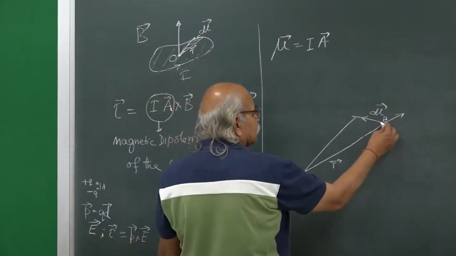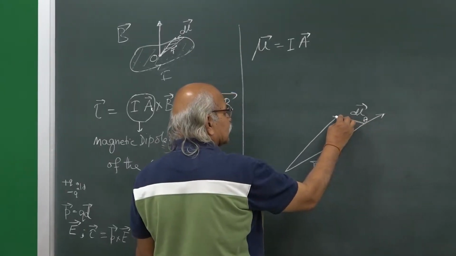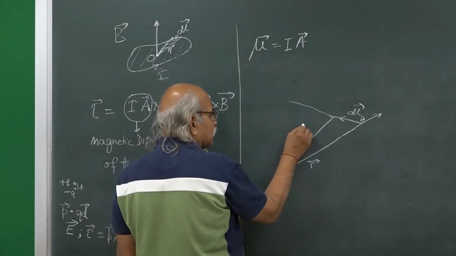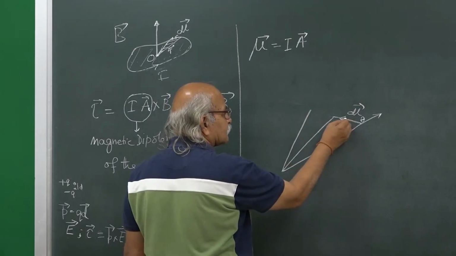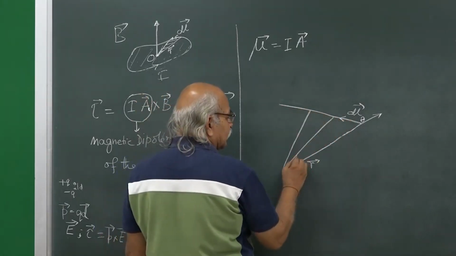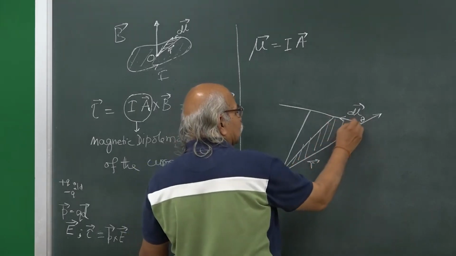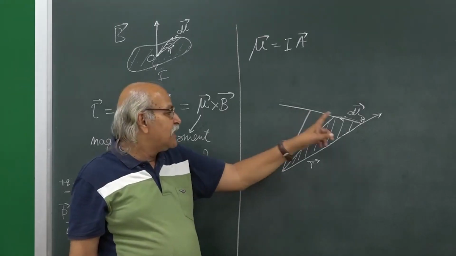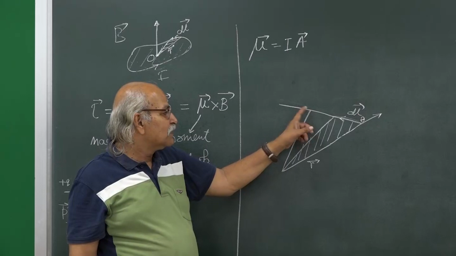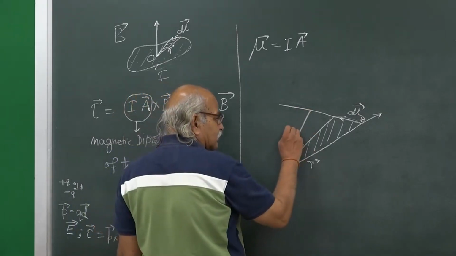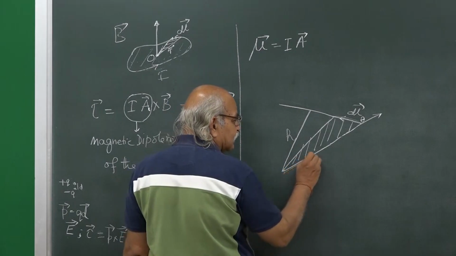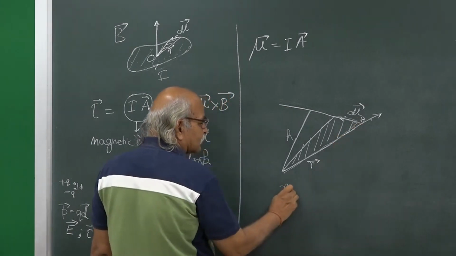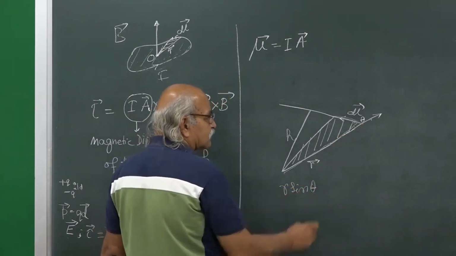Now, to get the area of this, what do you do? This is the base, and then for height you extend it, draw a perpendicular, and get the height. To get the area of this triangle, take this as a base and then see what is the height of this triangle, and for height you extend this and draw perpendicular from here. So, how much is this height? If this length is r and here is the angle theta, this is 180 minus theta. So, r sin theta, right, r sin theta.